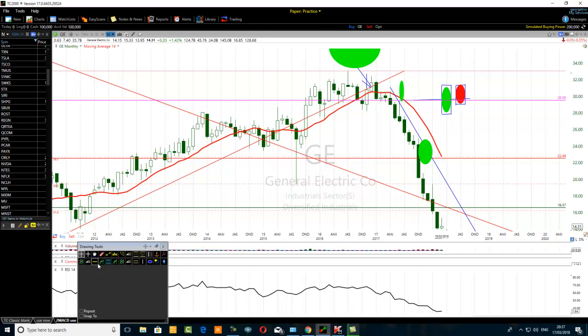Now what do we need to do? Draw the low of that bearish candlestick bar. So remember where we are now. We are here. We're talking about this candlestick bar. We draw the low.